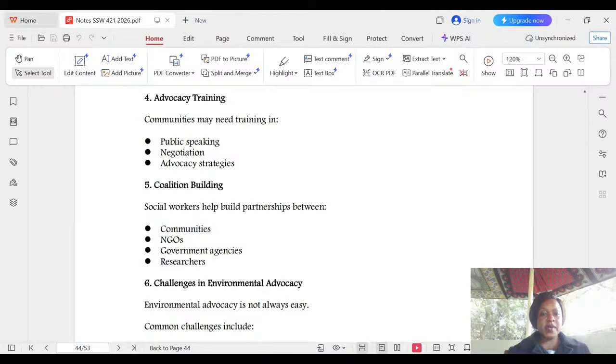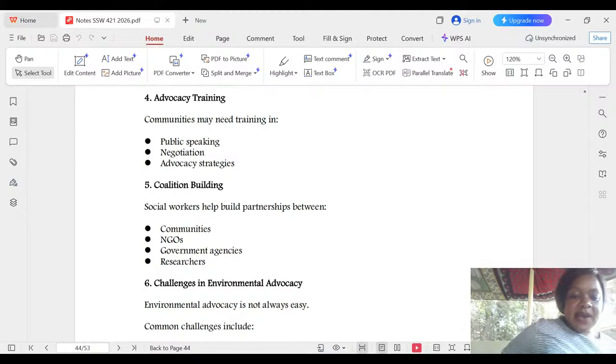Okay. So, communities need training in public speaking, in negotiation, and in advocacy strategies, because you're not going to do this for them. You're empowering them to do this for themselves. You build their capacity. Okay. You'll also help them in coalition building, that is the networks. So you help them build partnership between other communities that have had those challenges and have been successful, with NGOs whose mandate is environmental matters, with various government agencies like NEMA, with researchers who have a lot of information on environmental matters and maybe having latest information that can be shared that will be helpful for their cause. Okay.